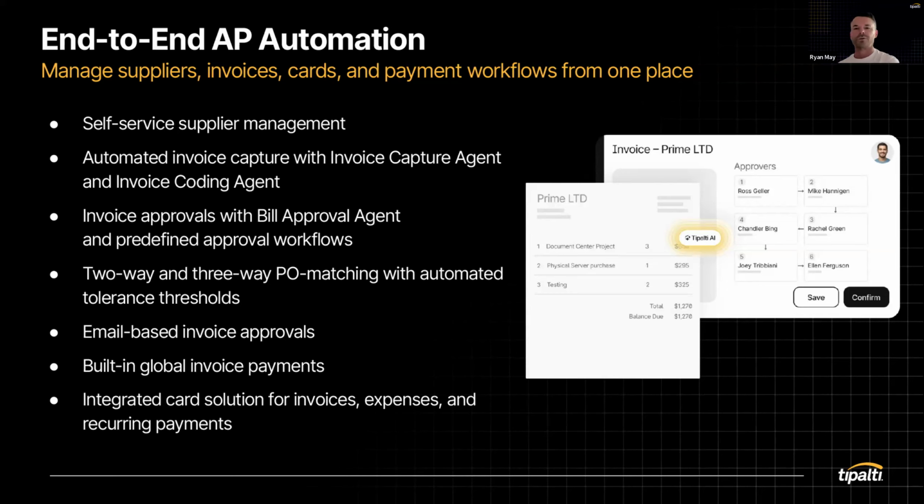So Tipalti covers 200-plus countries, 120 currencies. Suppliers pick their own payment preference at onboarding. So instead of logging into 3 bank portals, you approve one run, and every payment is screened against OFAC and sanctions lists automatically inside the workflow.